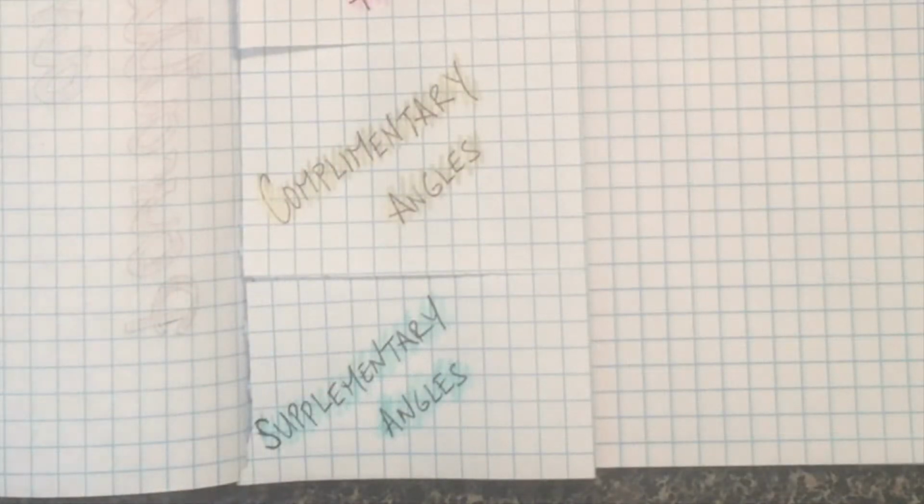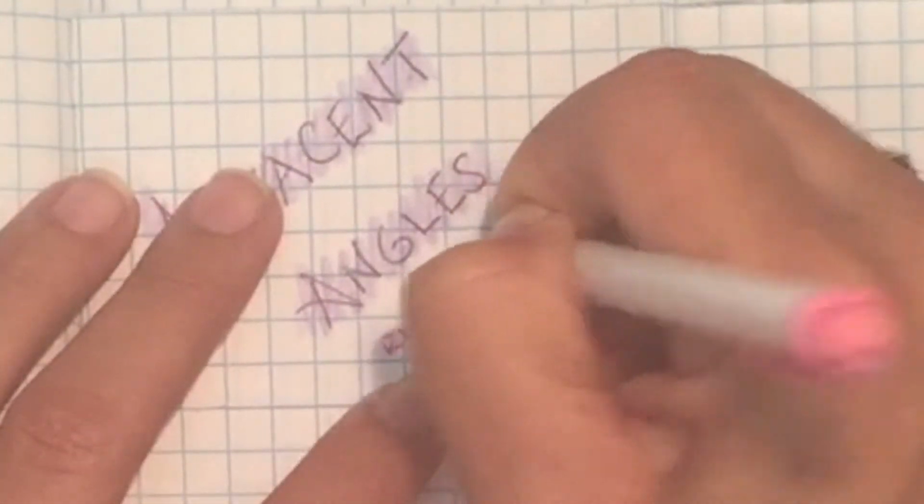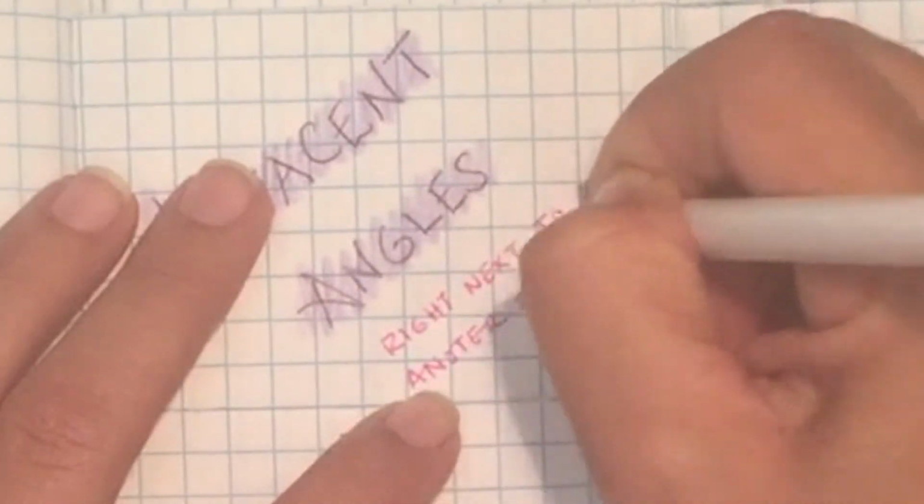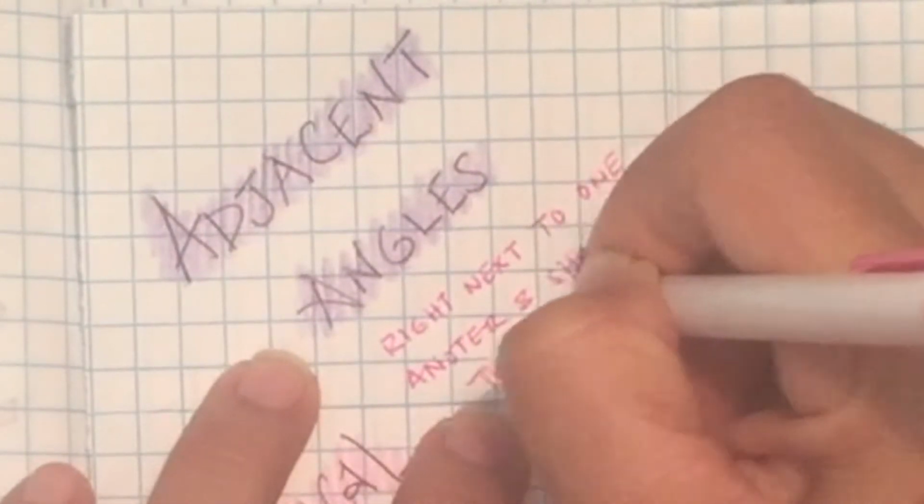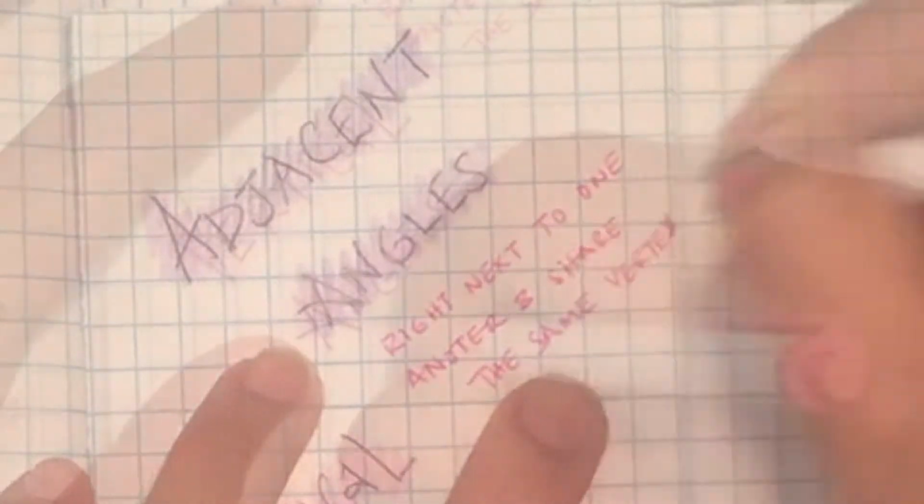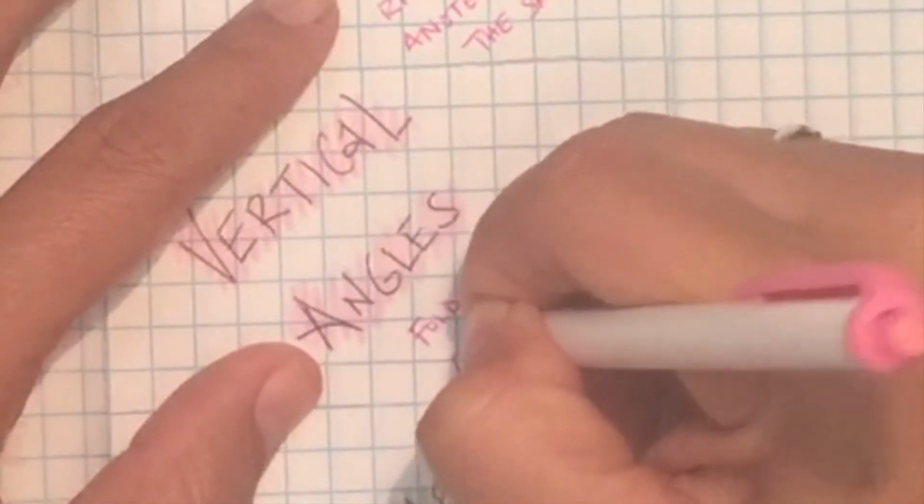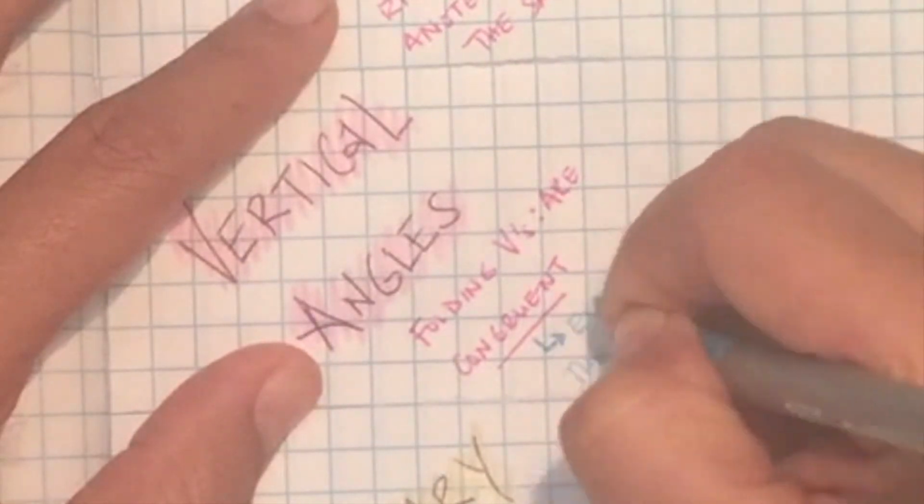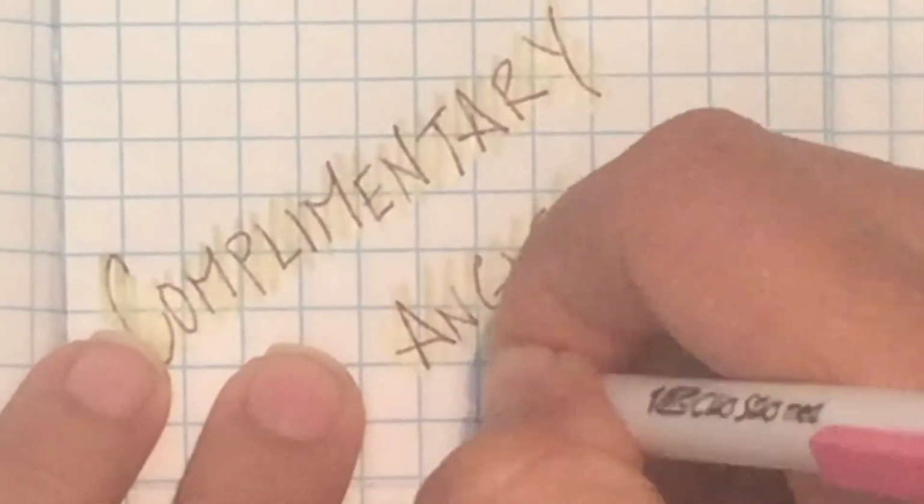Alright, go ahead and pause the video and copy that down. It goes adjacent angles, vertical angles, then complementary angles and supplementary angles. Alright, adjacent angles, they're angles that are right next to one another and they share the same vertex. Vertical angles look like a folding V's. They are congruent, and the word congruent means exactly the same. Congruent means exactly the same, so you're going to see that a lot actually.